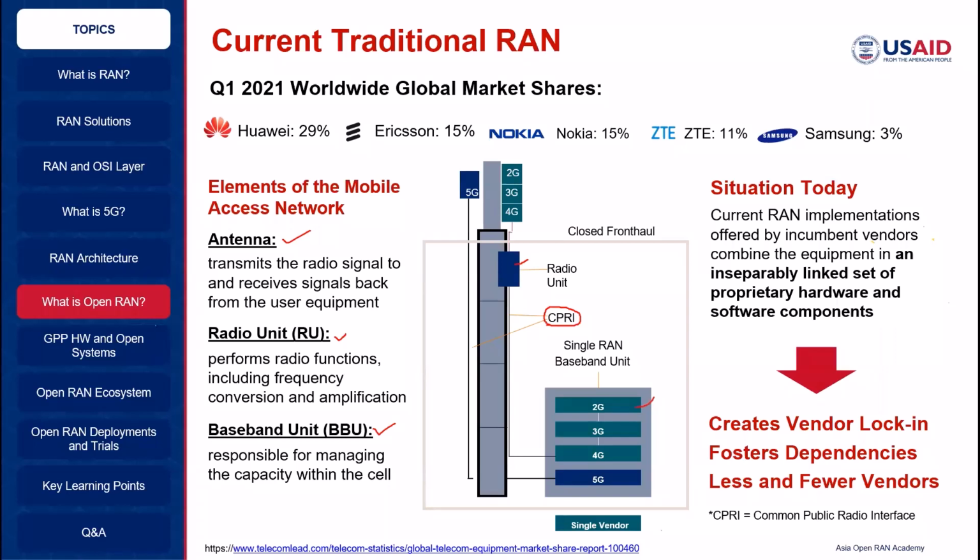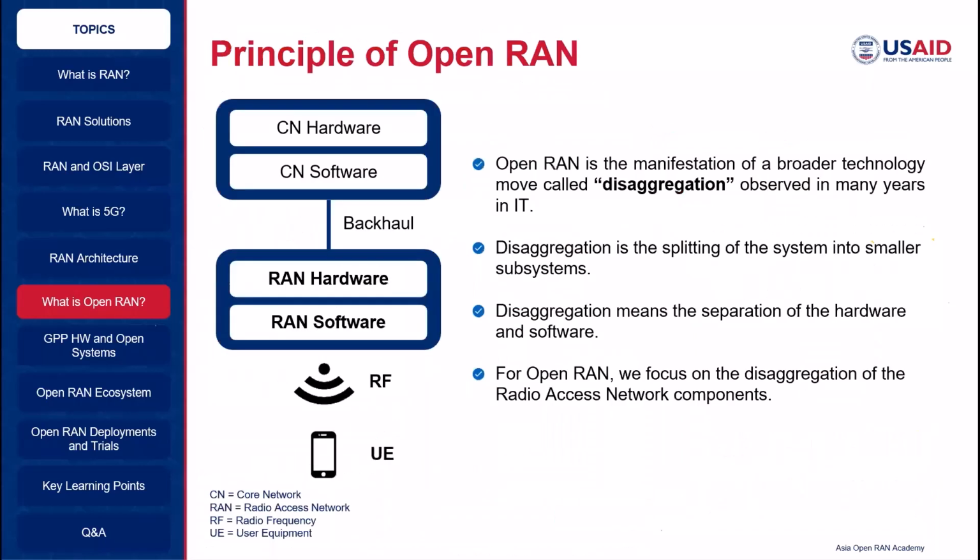So what happened in the telecom industry? They adopted the path taken by the IT industry, which happened in the core network. In the core network, they already have a disaggregation. They disaggregated the core network hardware and software. Now they want to implement it in the RAN, the radio access network. They want to disaggregate hardware from the software.